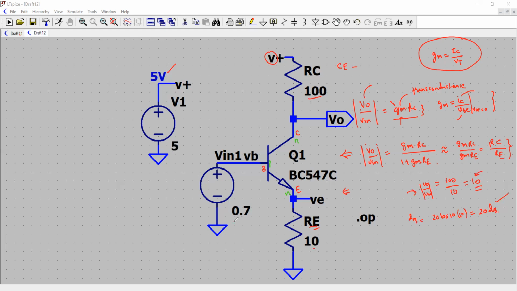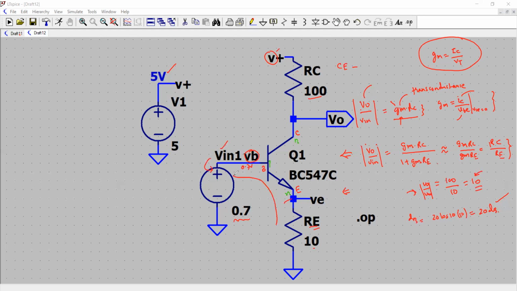Now the bias point of this circuit will be set by the voltage sources that you have given to the supply, and especially this input voltage. The input voltage is V in, and the voltage at this node is VB, for example. The name of the source is V in 1, and the net name of this wire is VB. I want to say that there is 0.7 volt here at this node. And what is the voltage here that one needs to determine?